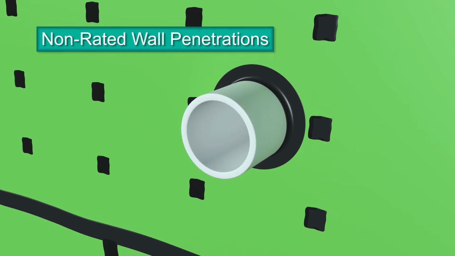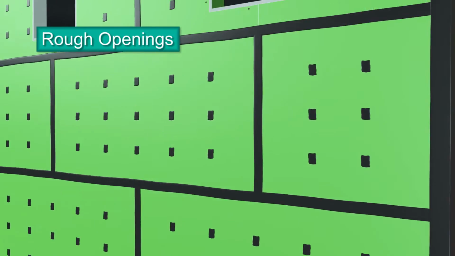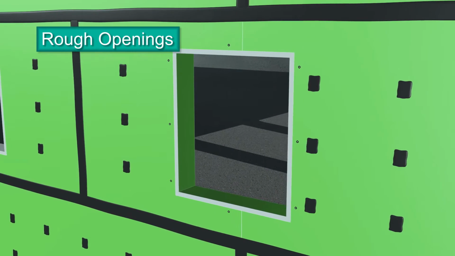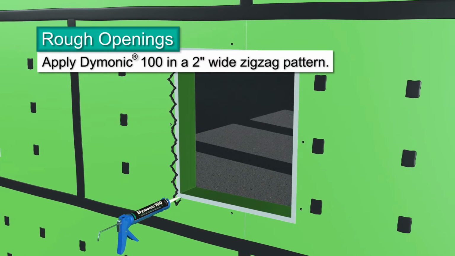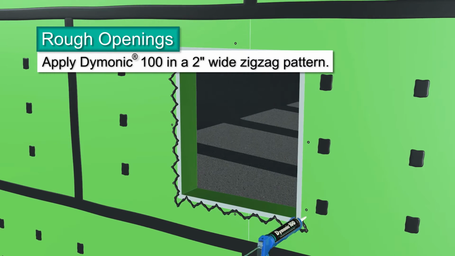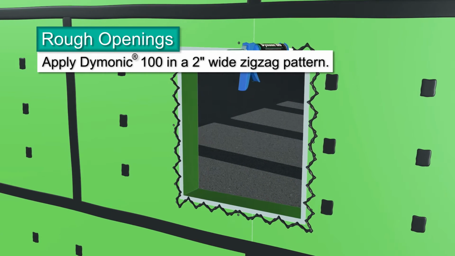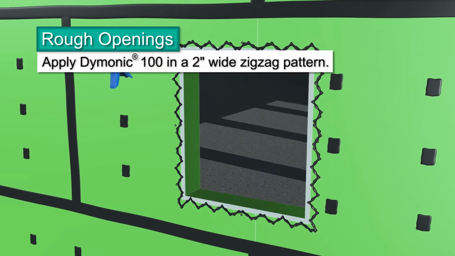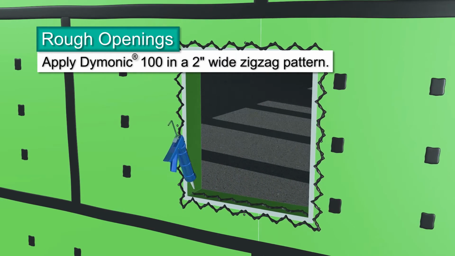Rough openings are detailed in a similar fashion as outside corners. On the face of the exterior sheathing, apply beads of Dimonic 100 sealant in a 2-inch wide zigzag pattern around the perimeter of the panel's rough opening. In the same manner, apply the sealant to the sill, jambs, and head.